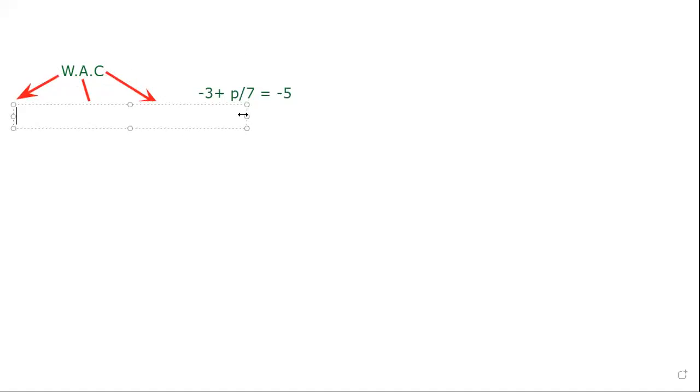Who else can say the meaning for the three words? Please say them again. W for what? Work. Second, A for answer. C, Hannah, for check. The second one for what, Hannah? Answer, yes. And the third one for check.